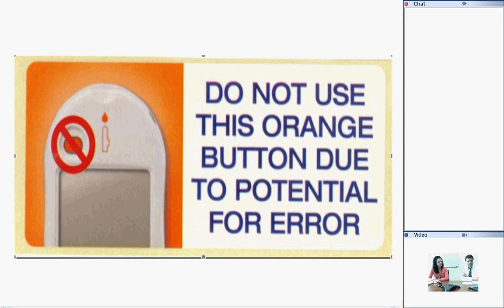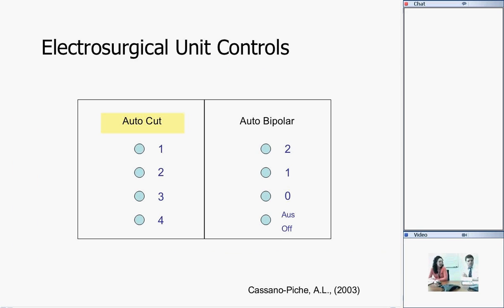To compensate for this, because it was already in circulation in the hospital, a bright orange sticker was designed and placed on this machine saying, do not use this orange button due to the potential for error. Now, this is a quick fix, but ultimately these types of concerns can be addressed up front by doing more formal types of evaluations.